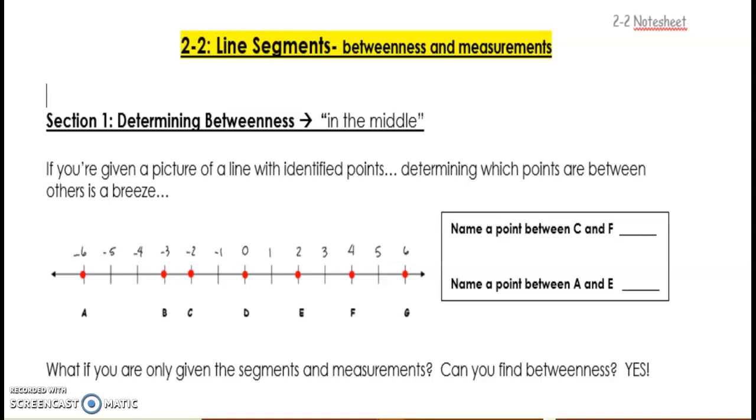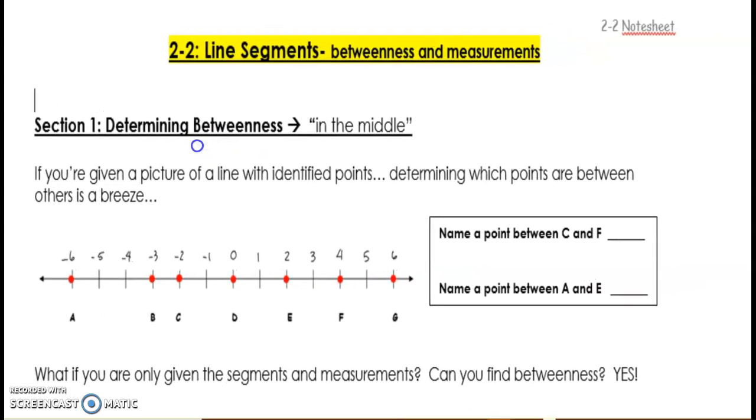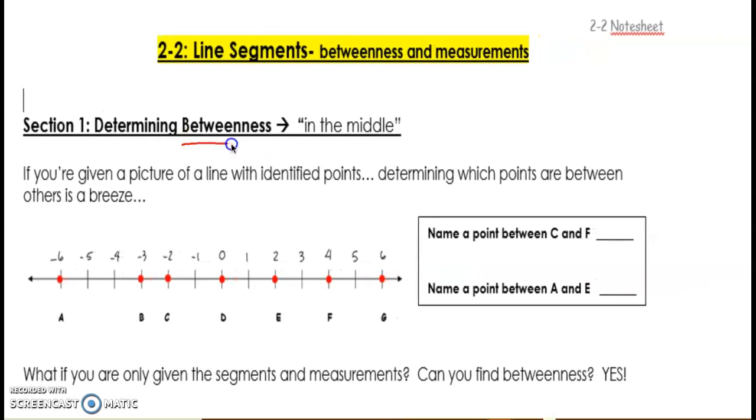All right, guys, we're going to move on to the second lesson of the unit and just take a look at section 1, which is about betweenness and measurements on line segments. So first, the word betweenness is simply asking you which point is in the middle of the other ones. So if you're given a picture of a number line with identified points, as you can see here in the middle of my screen, it's easy to determine which point's in the middle.